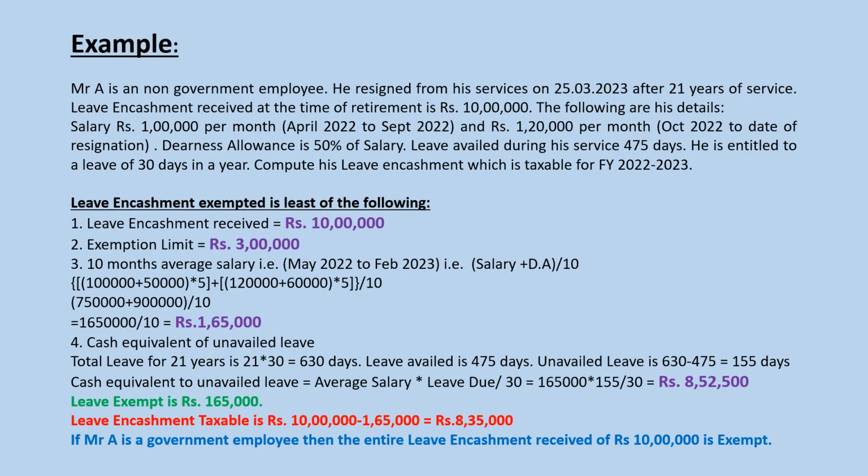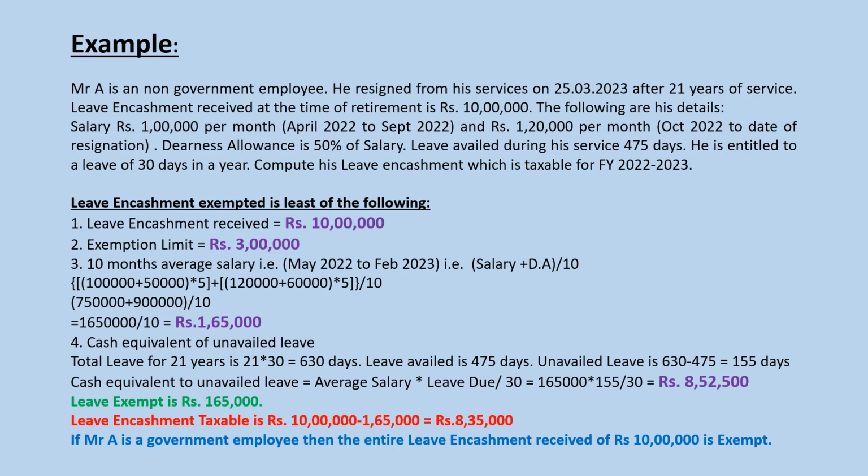10 months average salary, that is from May 22 to February 23. This will be salary plus dearness allowance divided by 10 because it is 10 months average salary. So from May to September it is 1 lakh salary per month plus 50,000 dearness allowance, and from October it is 1,20,000 plus 60,000 dearness allowance. So that figure comes to 1,65,000.